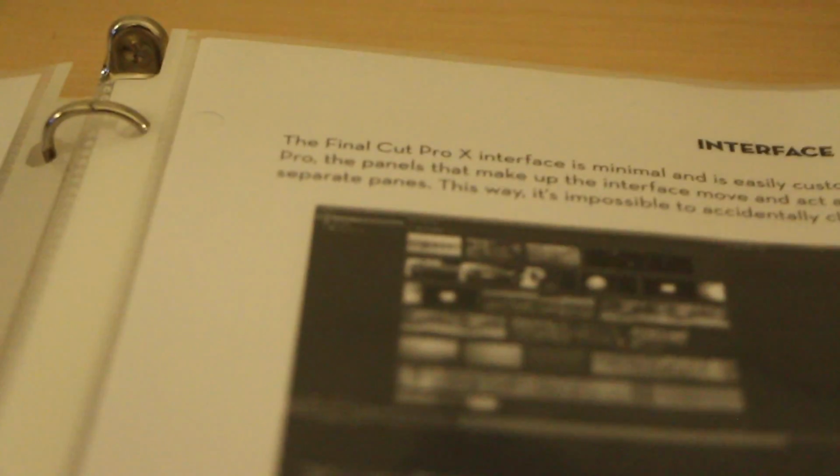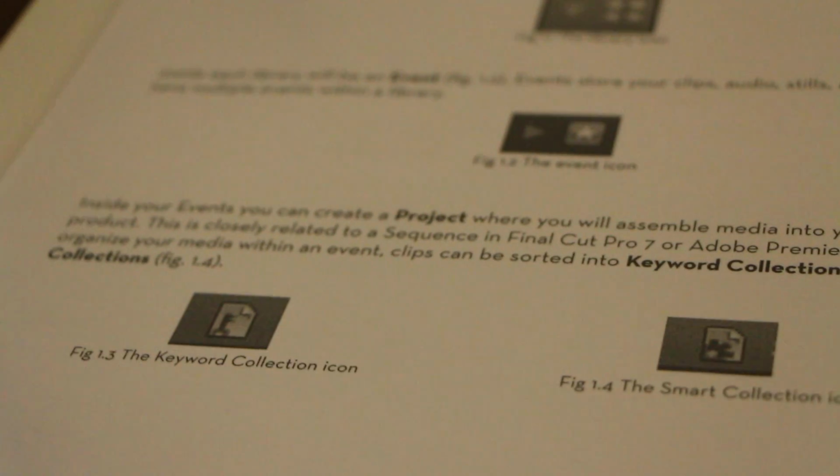If later on, this says here the keyword collections and the smart collections. Those are ways that you can order your clips within your project, but we can't really do anything with that because we don't have any clips yet. So let's just go ahead and go past that. So now we have our interface.